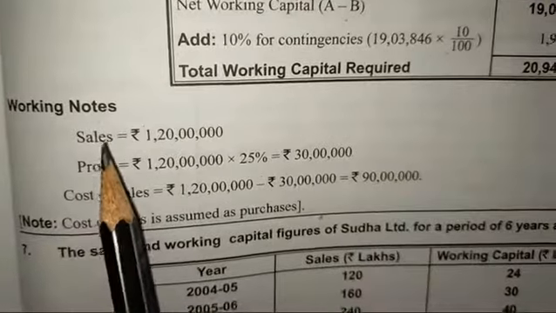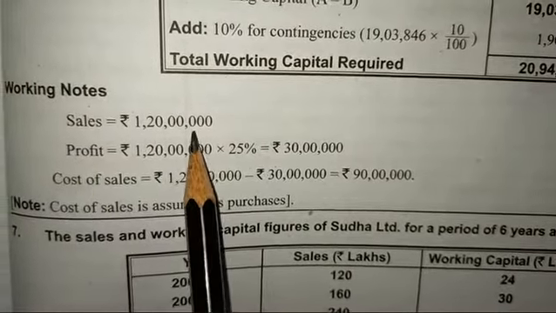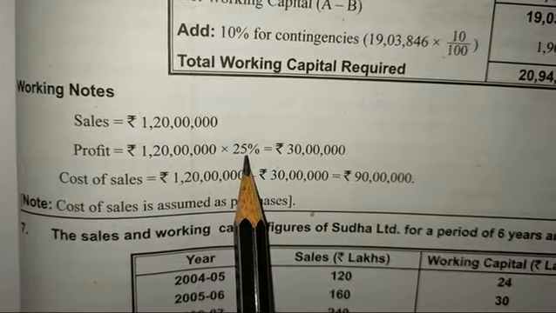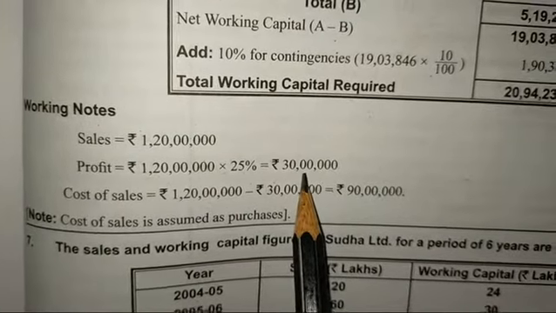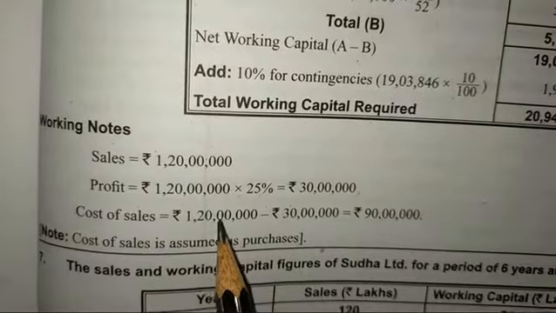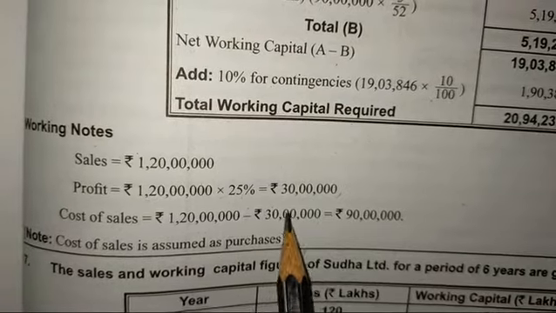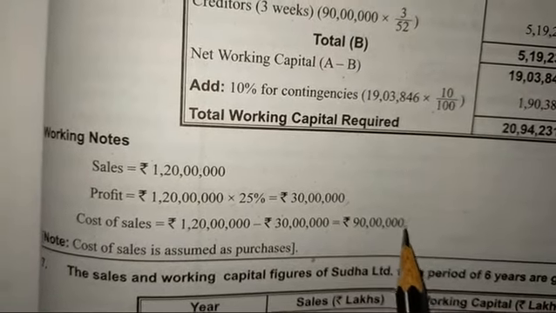First of all, working notes. How much is the sale? Sale is 1,20,000. Our profit is 25% of 1,20,000, that will be 30 lakhs. To find out the cost of sale, it is 1,20,000 minus 30,000, that will be 90,000. Oh, 90 lakhs, sorry, 90 lakhs.